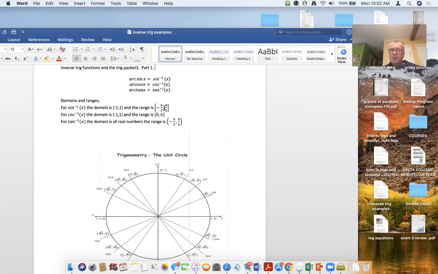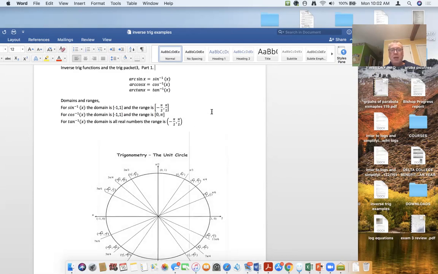What this means is that all answers for inverse sine are going to come from the fourth and first quadrant. All answers for inverse cosine are going to come from the first and second quadrant. And inverse tangent would be minus pi over 2 to pi over 2, excluding minus pi over 2 and pi over 2, because tangent's not defined at those points. That's the range. The domain would be all real values.